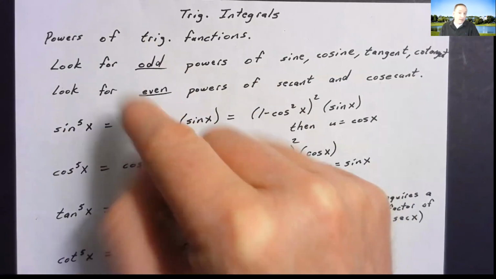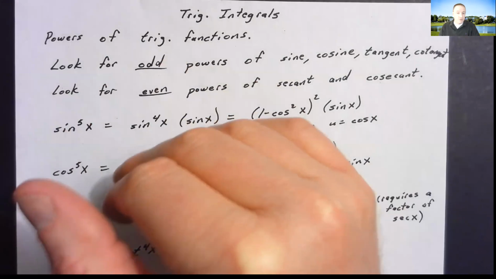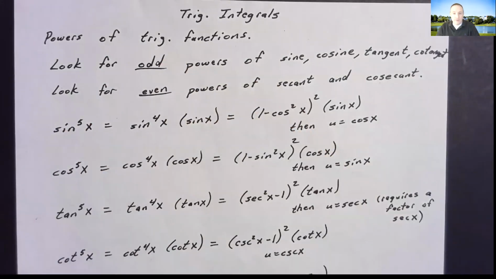Now, the trig functions that you want even powers of are the secant and cosecant. So if I have a secant squared, a secant to the fourth, a secant to the sixth, that's what I will attack in the problem. Same thing with the cosecant. What if I have an odd power of secant in a problem? I would avoid that and try to work with the other trig function.